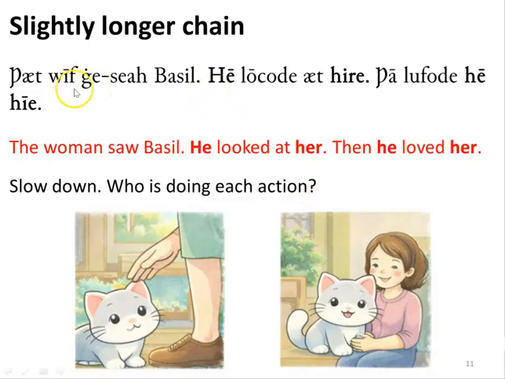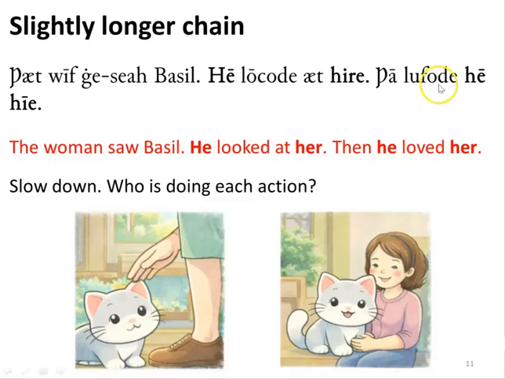All right, slightly longer chain. That weef yeseach Basil, he lokada at here, thar lovada he here. Well, we've got a few happening there. So the woman saw Basil, past tense of yeseon. That we saw Basil. He looked at her. Remember, we've seen here as her. That's the dative singular her. So it can only be her. It's not plural.